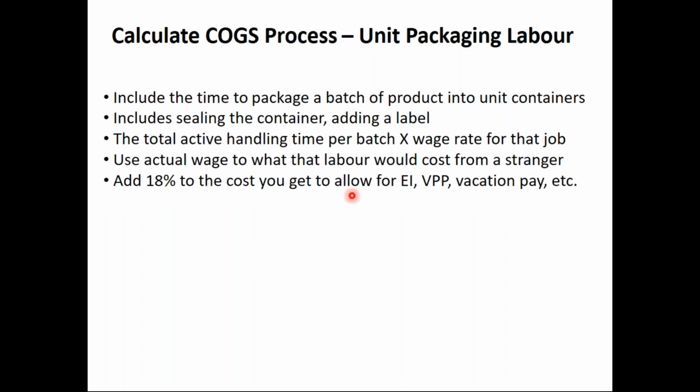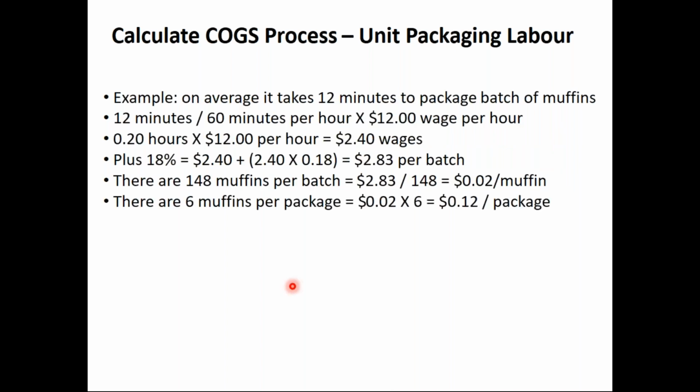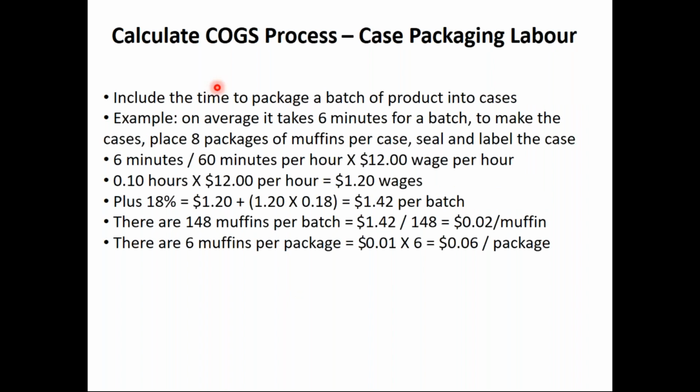And we're going to do the same for the unit packaging. Same rules apply. So if it takes 12 minutes to package the muffins, but maybe for this activity, we can use a lower paid staff person because it's a fairly rudimentary activity. So let's say it takes 12 minutes out of 60 minutes per hour times $12 wage per hour. So we do the math, we get $2.40 plus 18% is $2.83 per batch, which works out to 2 cents a muffin times 6 muffins is 12 cents a package to package the muffins.